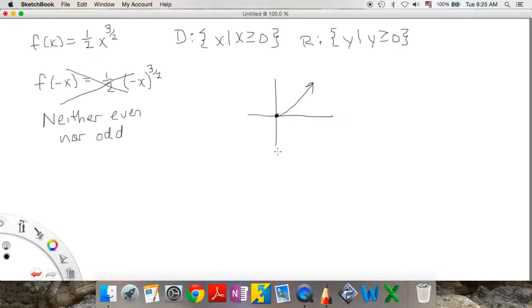So the main goal for this section is the even and odd, or neither, and just exposing you to what a power function is. Make sure you've read section 3.1 and taken some notes, and if you have any questions, make sure you have those written down for class time.